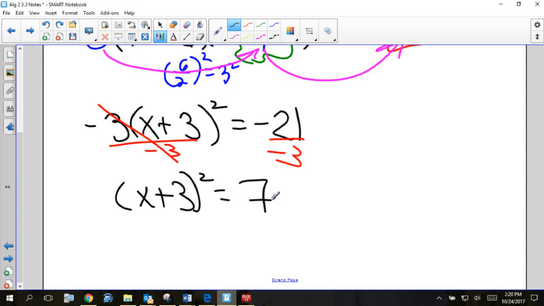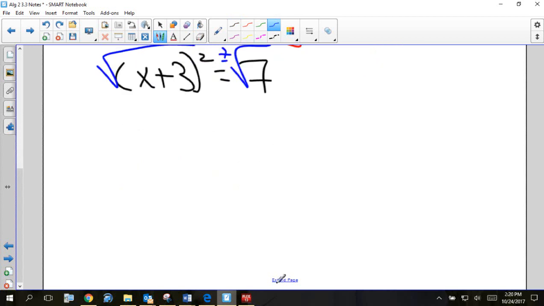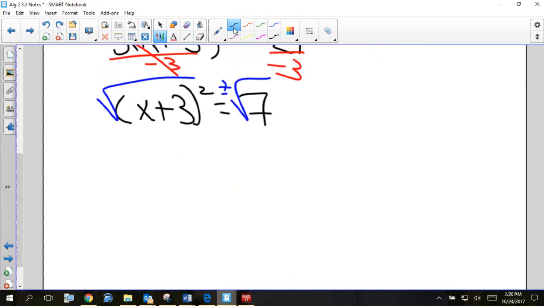Shay, you know what I do next? Square root both sides? Yeah. Square root. And when you do the square root, what else do you have to do? Plus minus. Square root both sides. That's going to give me x plus 3 equals plus minus square root 7.